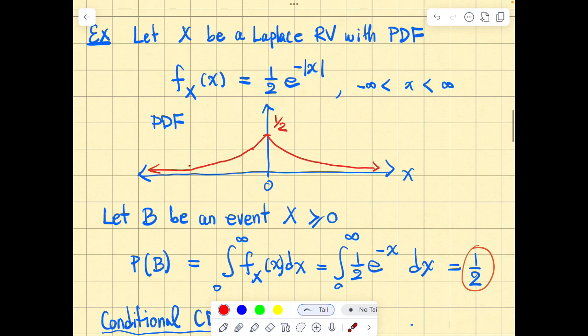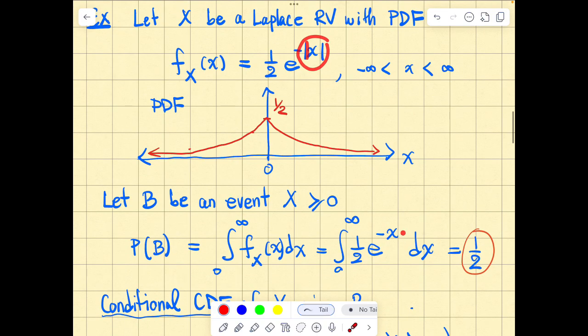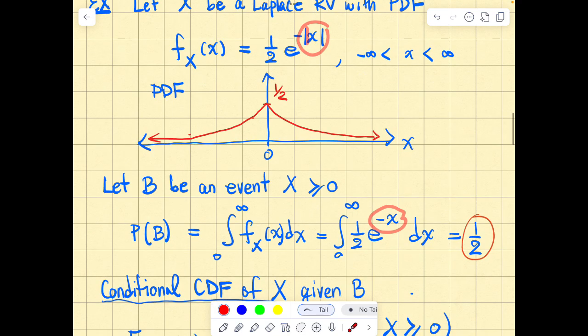Well, if you take a look at what we wrote before, isn't it e to the power minus absolute value of x? Why do we take off the absolute value? Well, we take off the absolute value because we only consider positive x. So you see we integrate from 0 to infinity. So absolute or no absolute, it's always going to be positive. So e to the power minus x, that's enough. So we can integrate this. We take 1/2 outside, and then we integrate, we get 1/2. So the probability of event B occurring is equal to 1/2.